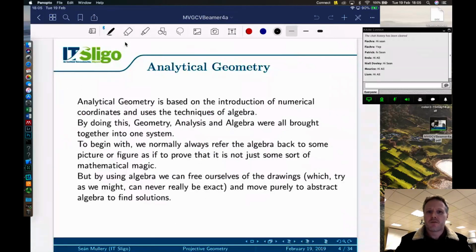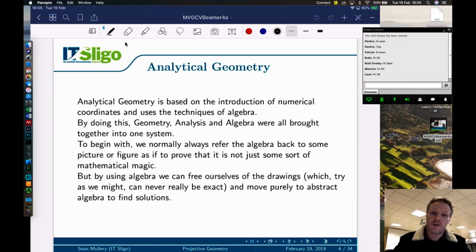Now, analytical geometry, on the other hand, is based on the introduction of numerical coordinates and uses the techniques of algebra. Once you start putting numbers to any of these points or lines, you're now into the idea of analytical geometry, and it means that you can now use all the techniques of algebra to help you solve the different problems that you're trying to do.